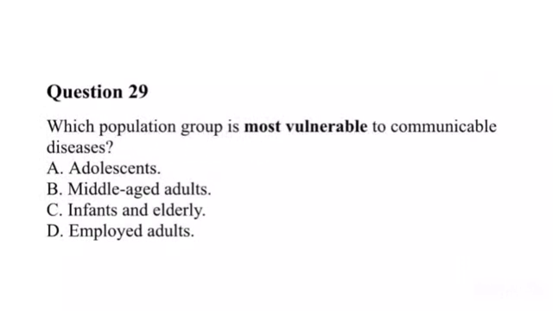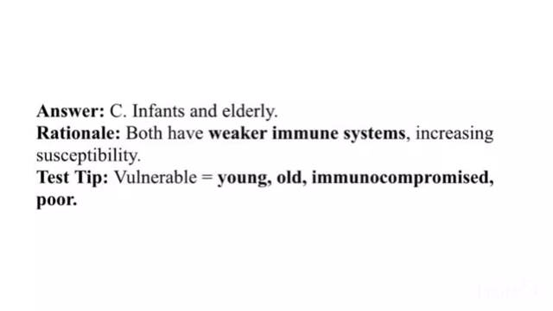Question 29. Which population group is most vulnerable to communicable diseases? A. Adolescents. B. Middle-aged adults. C. Infants and elderly. D. Employed adults. Answer: C. Infants and elderly. Rationale: both have weaker immune systems, increasing susceptibility. Test tip: vulnerable equals young, old, immunocompromised, poor.